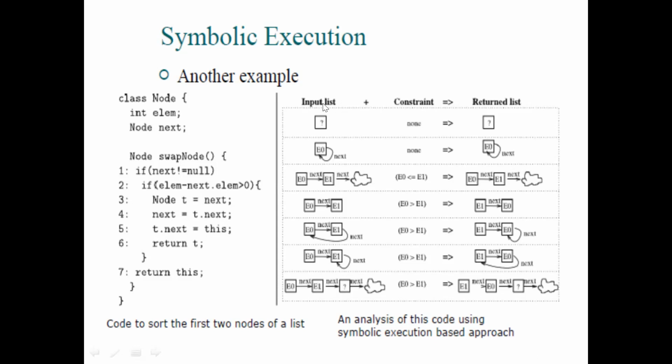Say for example, here we have the input list constraint and the returned list. We are creating the first node, and the first node is created and returned. Then we assign a pointer to the node that points to the first element. Again, we created element 0 and element 1. Element 0 points to the next element, and the next element points to the next address.